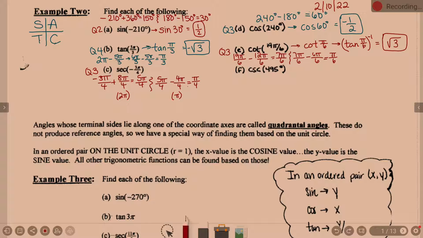So the question we're asking ourselves is, well, you can ask it a couple different ways. What is the secant of pi over 4 in quadrant 3? Or you can say, what is the reciprocal of cosine of pi over 4 in quadrant 3. I don't care which way you ask this. Okay.